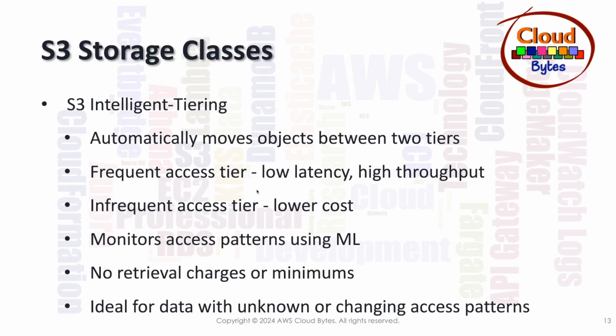S3 Intelligent-Tiering is basically S3 determining, by looking at the application or user access pattern, whether an object should be in Standard or move to some other storage class. So it automatically moves things around between tiers. It monitors access patterns using machine learning. There are no retrieval charges or minimums. It is a bit more expensive as compared to Standard. It is ideal for data with unpredictable or unknown patterns. It delivers fast access at low latency for frequently used data and automatically moves infrequently accessed data to lower cost.